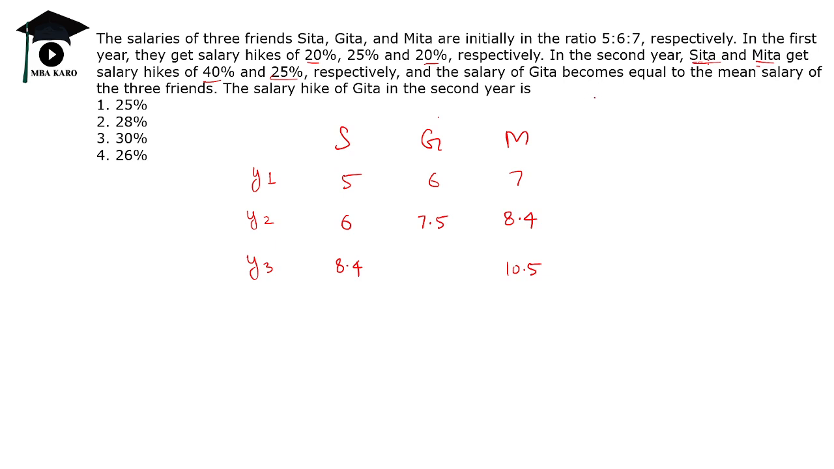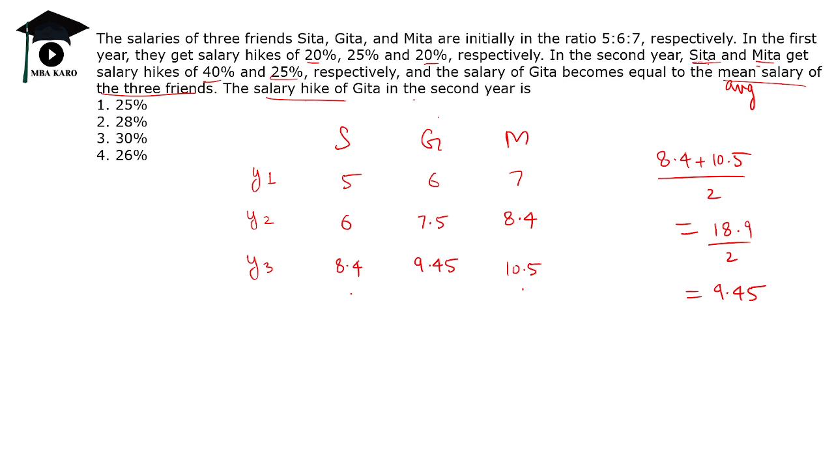Salary of Geeta becomes equal to the mean salary of the three friends. Mean means average salary. Okay, average means if this is the average, so that should be the average of these two. So 8.4 plus 10.5 by 2 is 18.9 by 2, which is 9.45. So this salary is 9.45. Okay, so we need to find the salary hike of Geeta in the second year. So it is 7.5 and it is 9.45. So the hike is 1.95, 195 by 75 in percentage terms. Right, so we need to divide by 75.